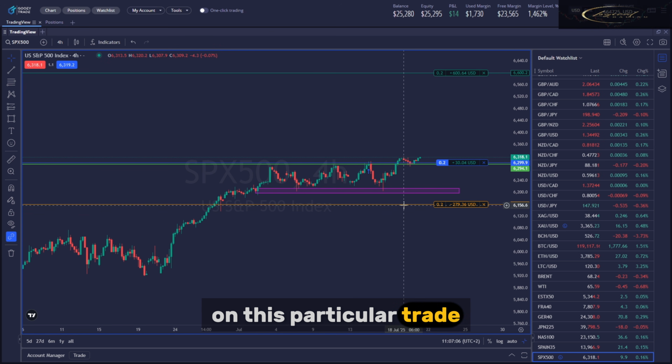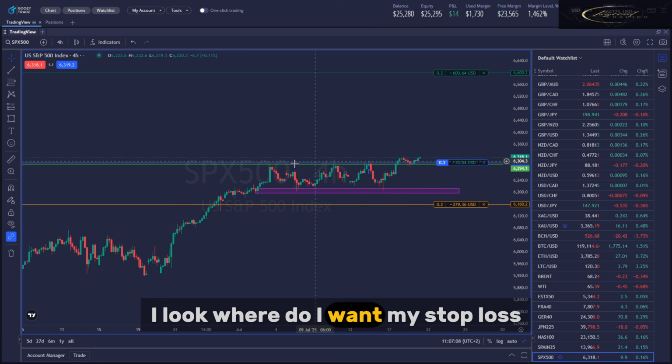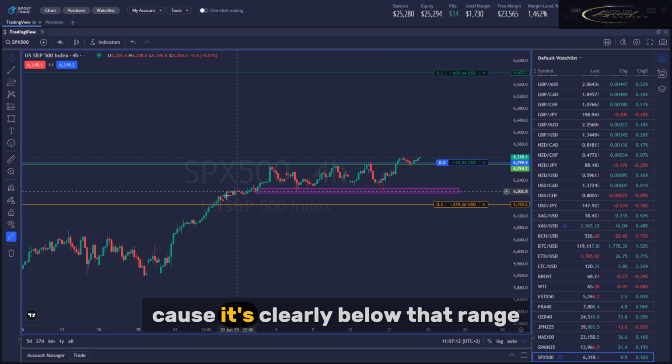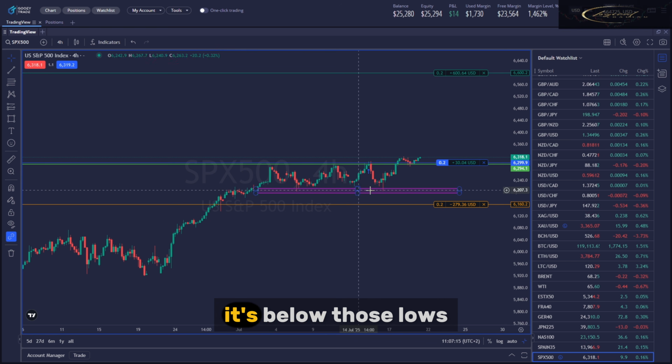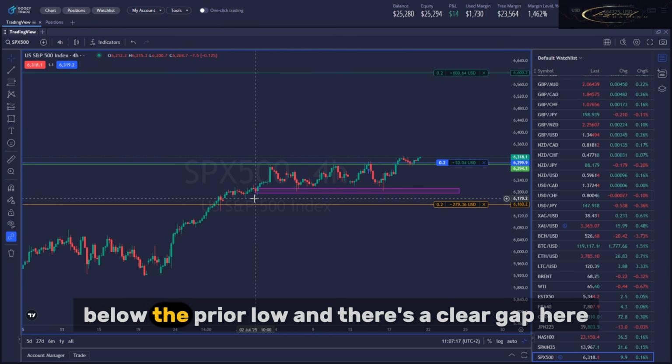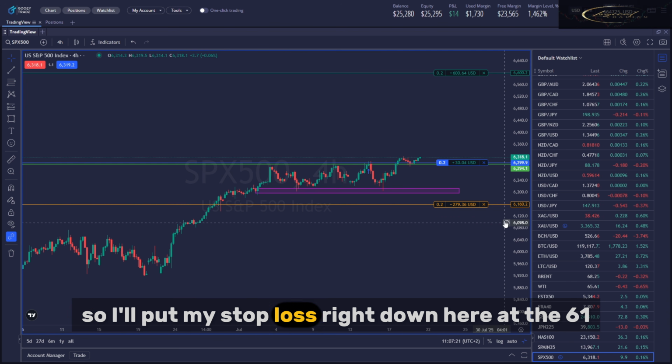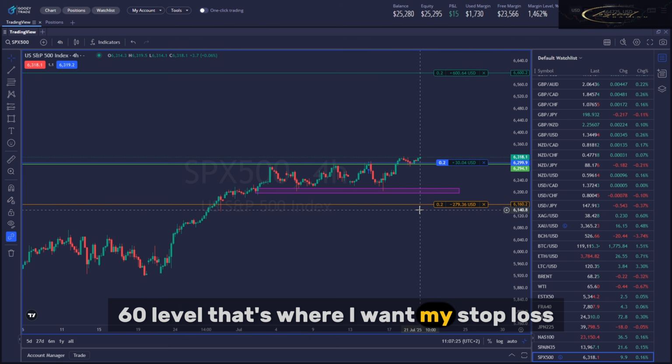On this particular trade, I look, where do I want my stop loss? Not how much, where. I want it here because it's clearly below that range. It's below those lows. It's below the prior low. And there's a clear gap here. So I'll put my stop loss right down here at the 6160 level. That's where I want my stop loss.